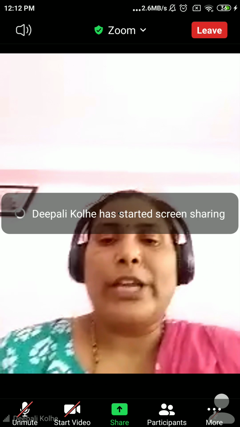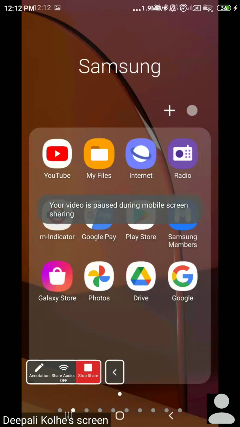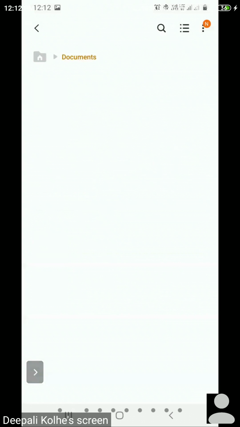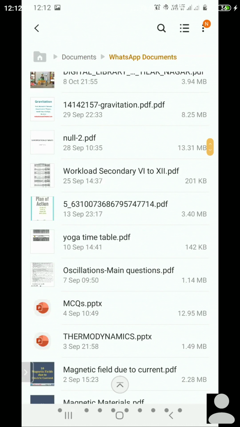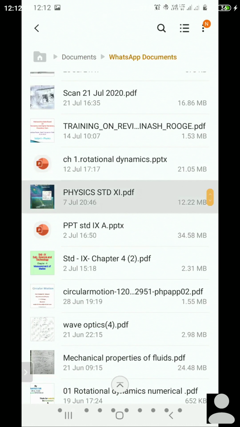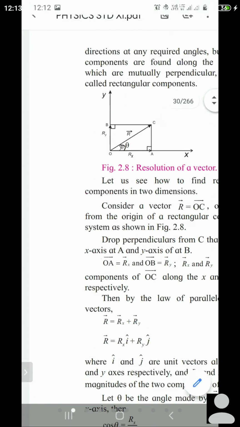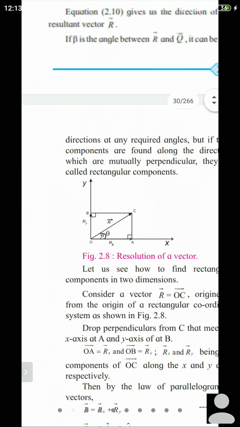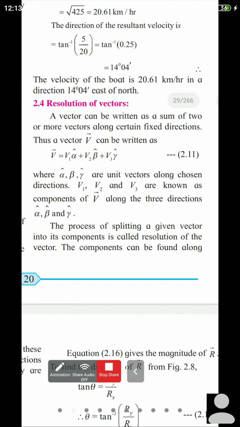Okay, we will continue. I am sharing the book here, the textbook, so you can see which point I am explaining. See here, I have already explained the topic resolution of vectors. Again I am explaining in short.